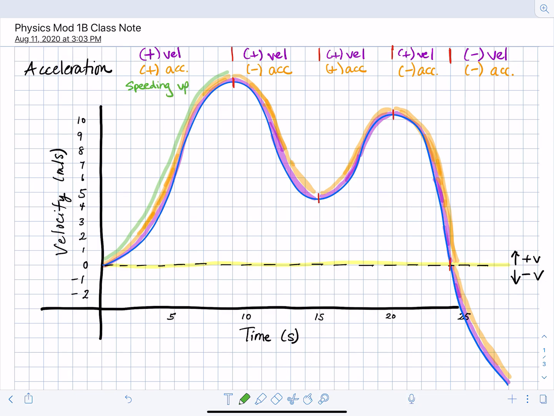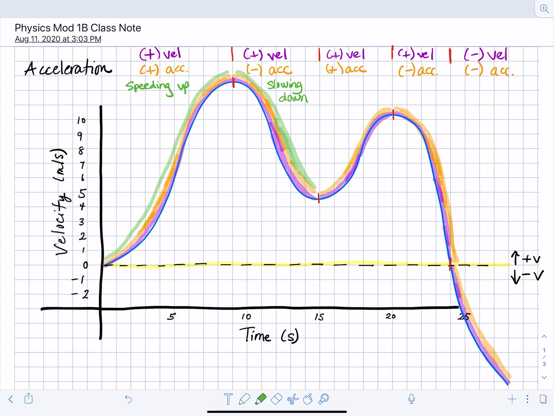All right, let's look at the next section. We have a positive velocity still, but our acceleration is negative. That means in this second section here, the object is slowing down. So from here to here, why? Because we have a positive velocity, but we have a negative acceleration. What that means is the object is slowing down.